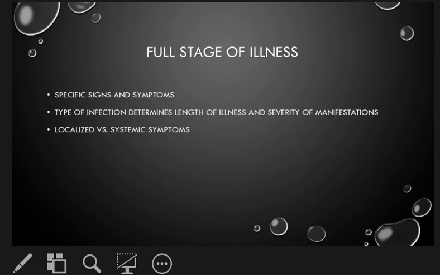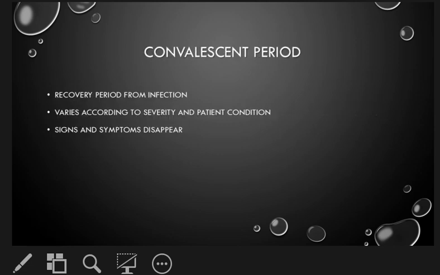The next stage is the full stage of illness. There are specific signs and symptoms. The type of infection determines the length of illness and the severity of the manifestations. There can be localized symptoms, or there can be systemic symptoms. So that would be through the whole body. The convalescent period is the recovery period from the infection. It varies according to the severity and patient condition. The signs and symptoms disappear during this stage.